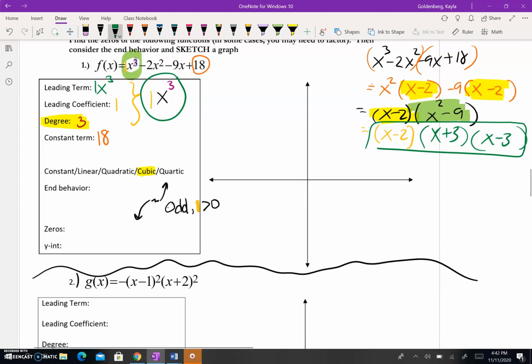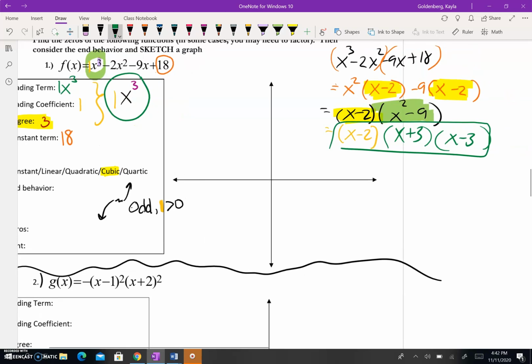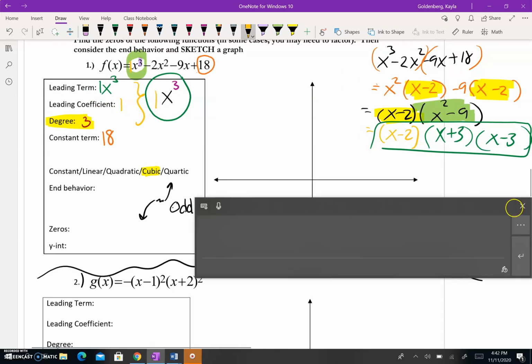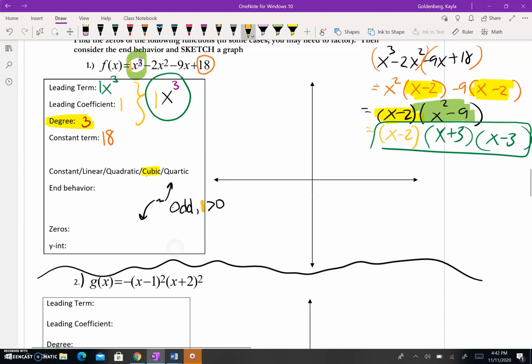That means for the x-intercepts, I'm going to list them over in the box on the side. What plugged in would make 0? So what minus 2 makes 0? It could be 2. So 2 comma 0. What plus 3 makes 0? Negative 3. And what minus 3 makes 0? Positive 3. So I'm just going to partition that out. So I've got 3, negative 3, and 2.